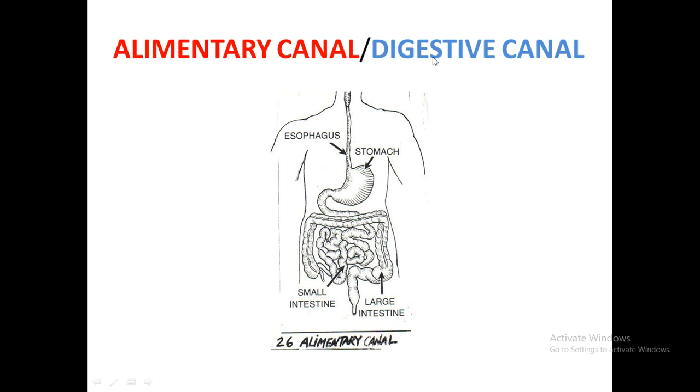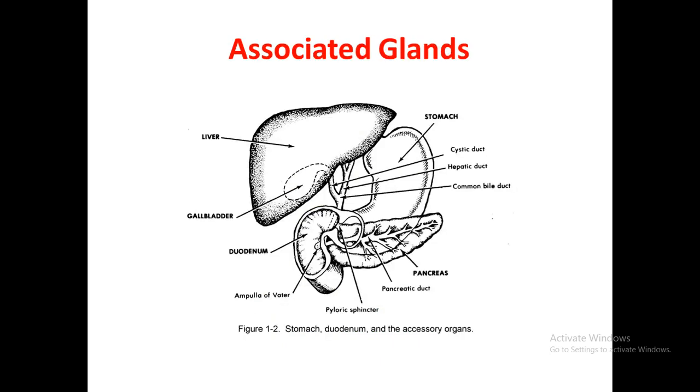Other than this alimentary canal, we have associated glands, and mainly we have three. The first one is the liver, and we have a gallbladder associated with the liver, which is small compared to the liver, and a leaf-like structure known as the pancreas. These are the three glands present along with the alimentary canal.